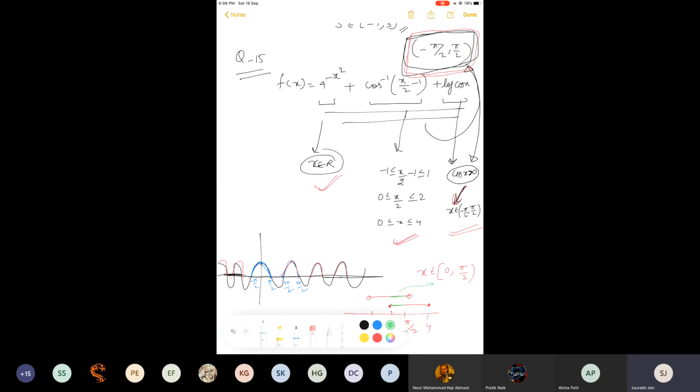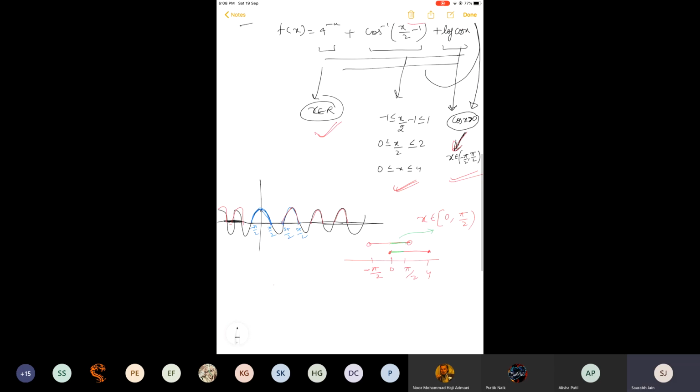Yes, any other doubts? Fourth one. Fourth one. Range of the function. What happened?